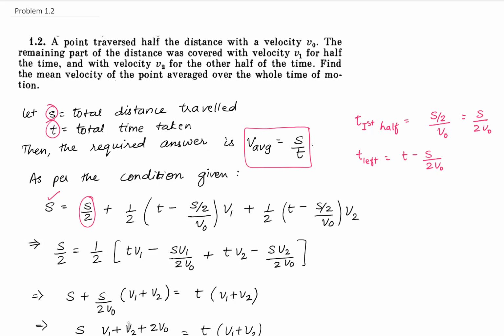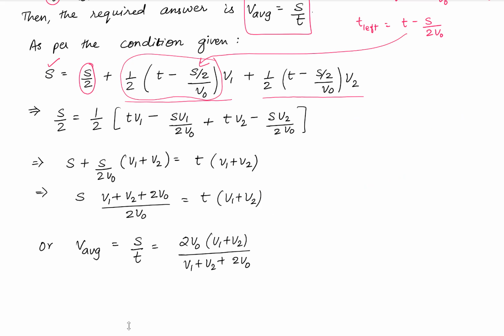And half of this time he travels with the velocity v1. So that is what you see here in the expressions. Half of this time, this has been used here and half is here. Half of this time he travels with the velocity v1. So this term shows you the distance traveled, and the next term also shows you again the distance traveled, because for the rest half he travels with the velocity v2.